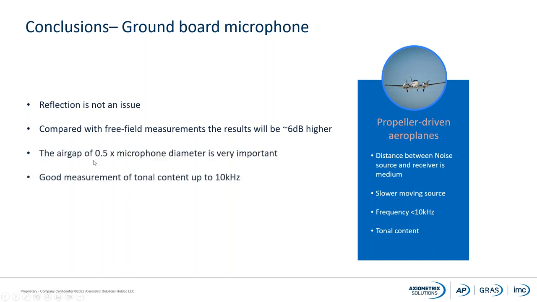Then the air gap of 0.5 times the microphone diameter is extremely important, and you will have good measurements of tonal content up to 10 kilohertz. And measurements above 10 kilohertz is not really possible. So this is also fitting very nicely with the propeller-driven airplanes. So now we have actually two different standards, and they are pointing to slightly different setups of the microphone, but they are good for their purpose.